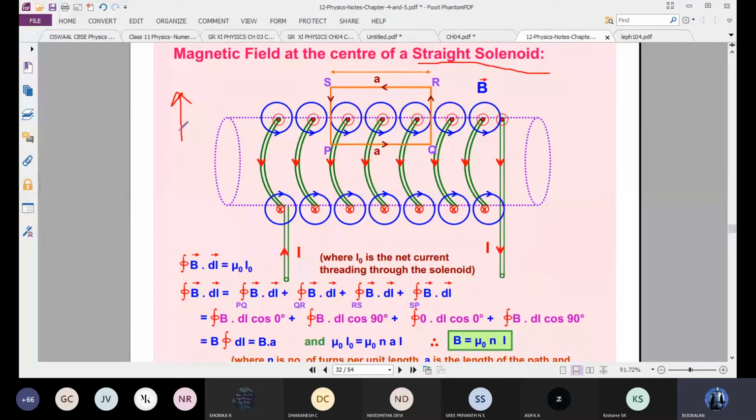Okay. So current passing direction, up direction. Now what is the magnetic field direction? It is in the clockwise direction. So down direction means it is in anti-clockwise direction.